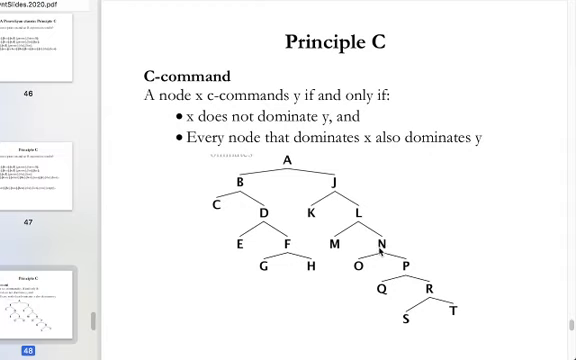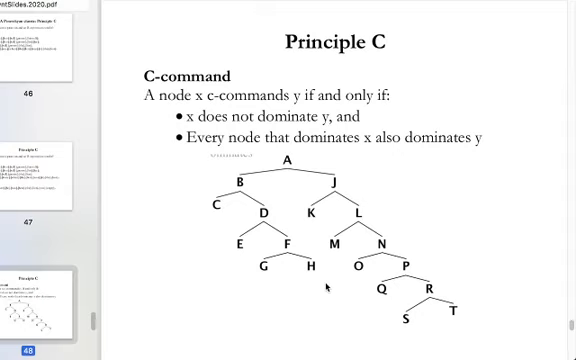Which nodes dominate N here? A, J, and L. Those are the ones that you can trace a line down the tree to N with. And A and J both dominate K, so far so good, but L doesn't dominate K, therefore this one can't C-command this one. So again, that's the formal definition, not super important.